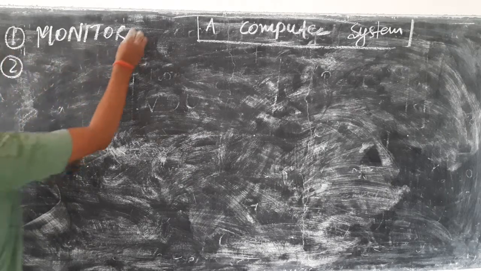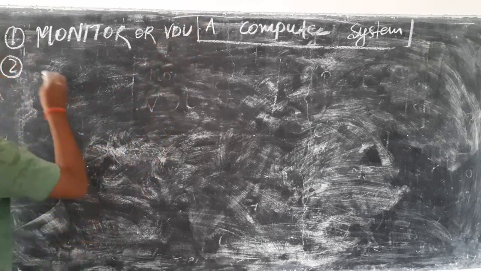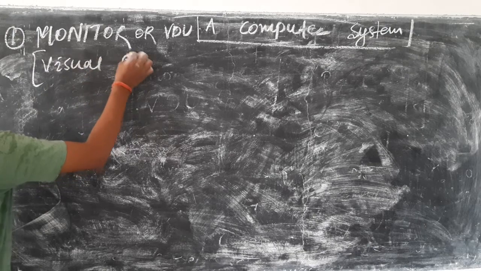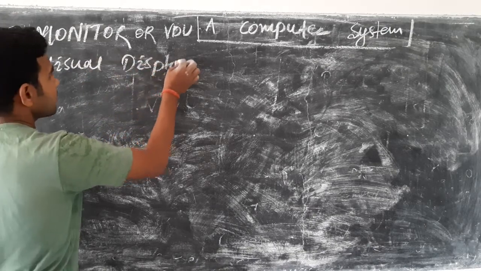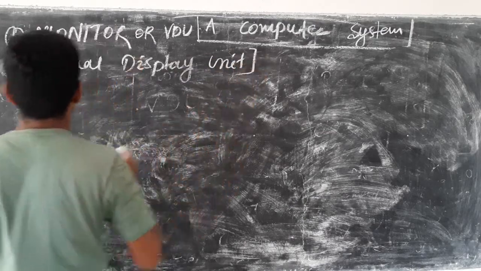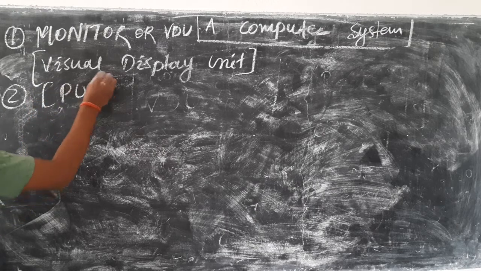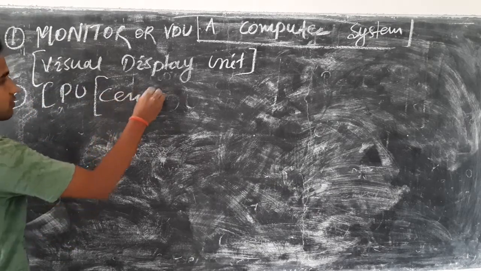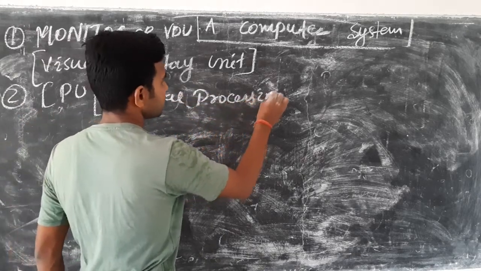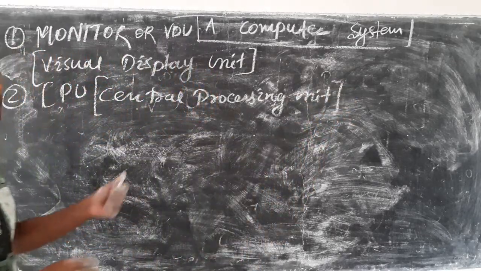Second, its another name is, as you were also told, VDU. VDU means visual display unit. Second thing we have to learn about CPU. CPU stands for Central Processing Unit. We have to know about this one.